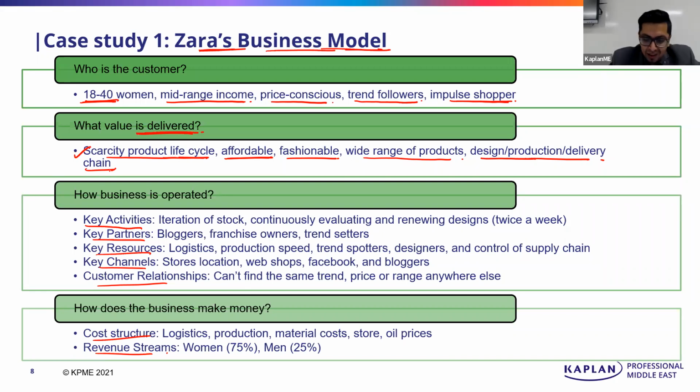Then the next thing I want to discuss is, so this is the value that we are creating for the customers. And how do we do that? How is the business operated, what are the key activities? The key activities that the company performs is basically the iteration of stock. So the designs keep on changing in the stores. And as I said, they continuously evaluate and renew their designs, at least twice a week.